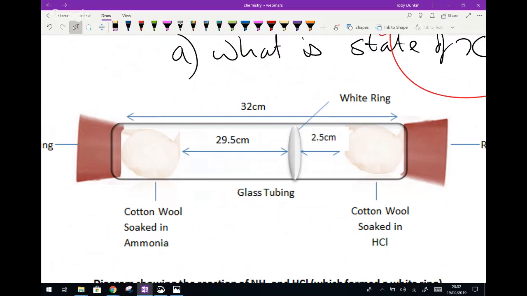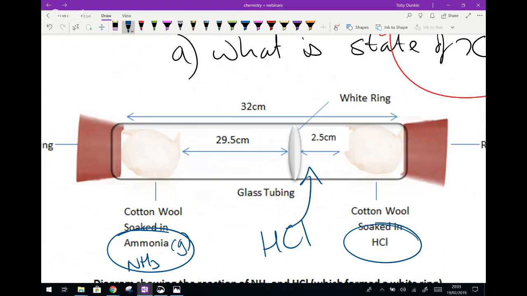So I now have this glass tube, and they love doing this idea of ammonia versus HCl. Just a warning, ammonia is a gas of NH3 formula, and the gas in the tube is not, and I emphasize this, hydrochloric acid. This is hydrogen chloride gas. But what we soak the cotton wool in is concentrated hydrochloric acid, HCl acid. So there's a difference. If it's a gas, it's hydrogen chloride. If it's a solution, it's hydrochloric acid.